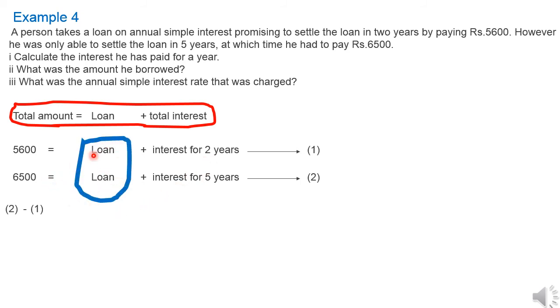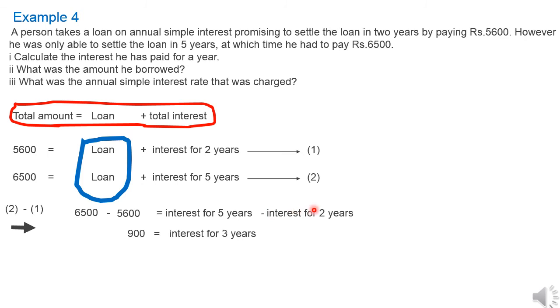So let's see what happened. All right, here you can see the loan is cancelled out. Now I write 6,500 subtract 5,600 on the left hand side, and these are cancelled out on the right, no need to write that one. Interest for 5 years, you subtract interest for 2 years, right? So this amount you can write as 900 rupees. Interest for 5 years minus interest for 2 years leaves interest for 3 years, so 900 means interest for 3 years, right?